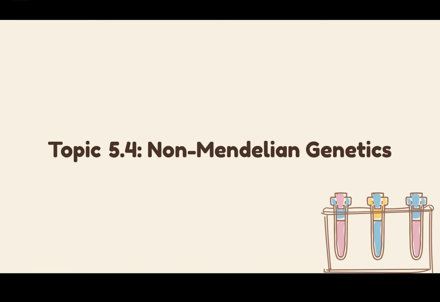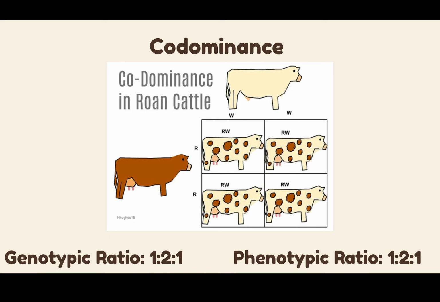Topic 5.4 Non-Mendelian Genetics. Non-Mendelian genetics basically refers to any inheritance patterns that do not follow Mendel's laws. They don't segregate or follow the ratios that he provided. I'll just walk through a couple of those examples.